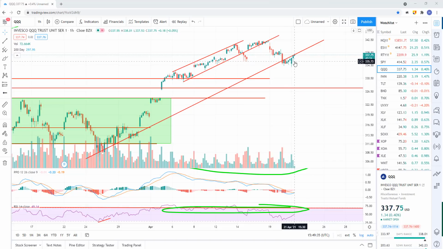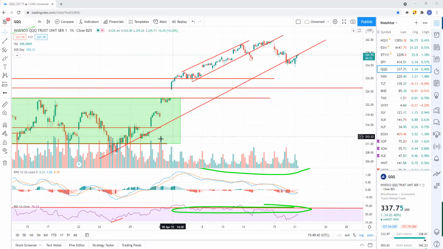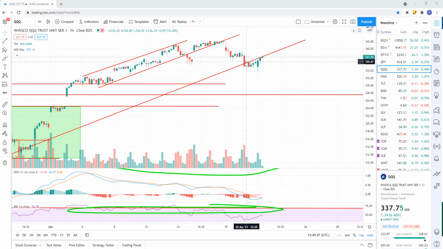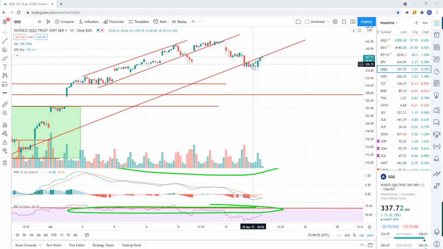So now let's get on with the Qs. All right, a couple things I want to point out about the Qs. One, we had the breakdown of this lower trend line right here on the hourly, but it's not impulsive and it just doesn't look like what I'm looking for on a sell signal. This one just didn't really have a good solid breakdown. So I don't see a sell signal yet in Qs.